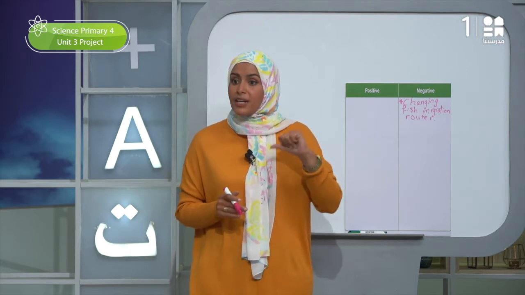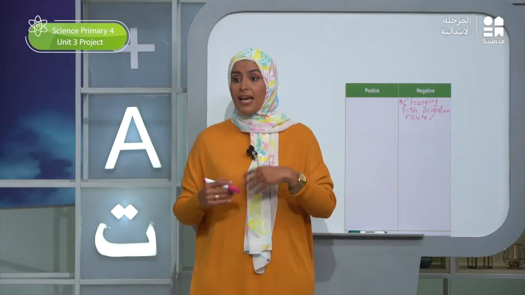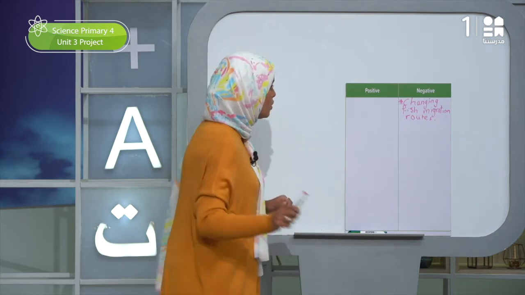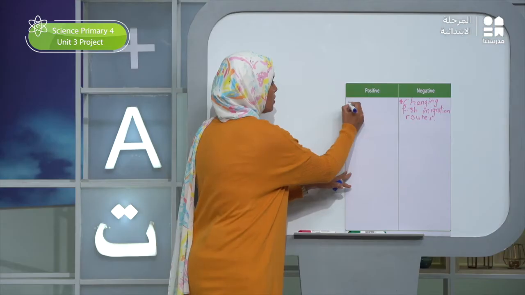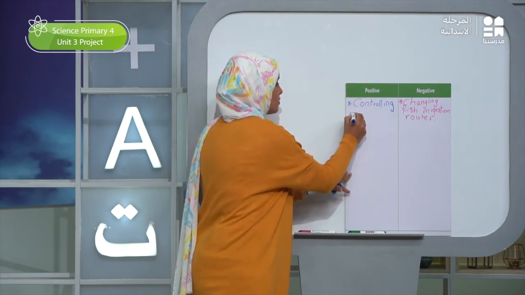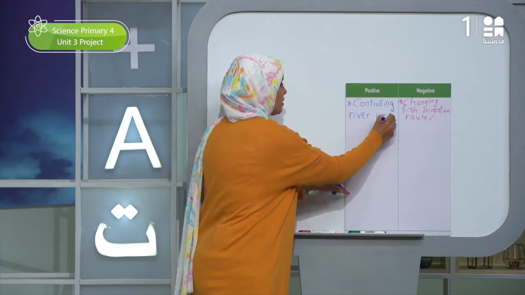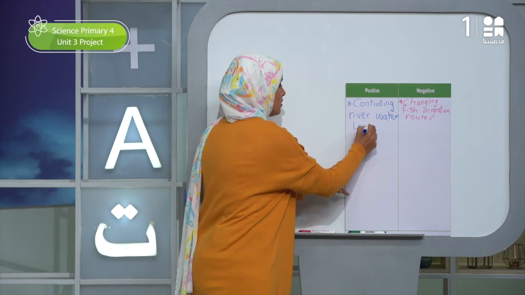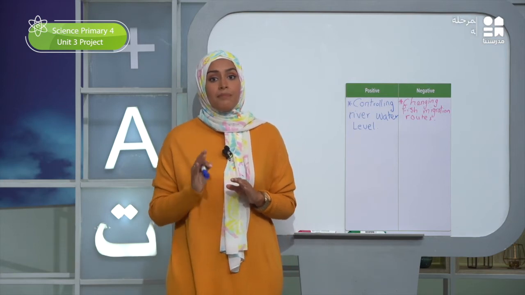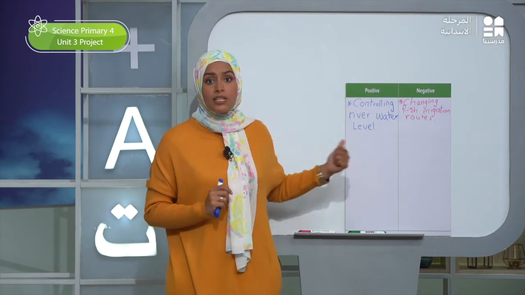Do you think it's a positive or negative impact? Positive, because the land will not be flooded, and there will be no floods and no drought, the water level will stay stable. Perfect answer, Omar. So let's write it in the positive impact. So the positive impact is controlling river water level. Building dams also protects us from floods and from drought. So we wrote it in the positive impact.